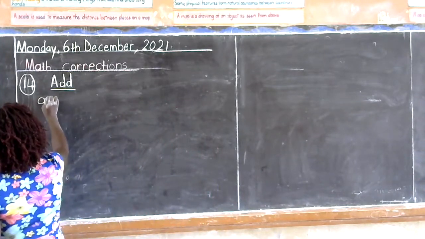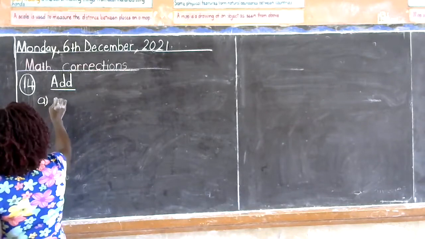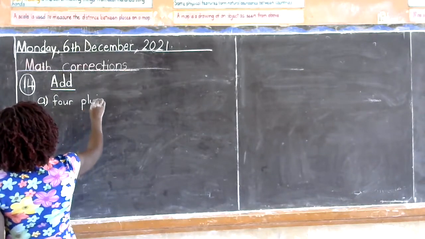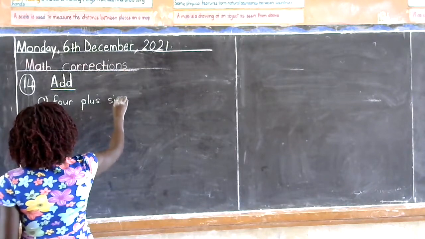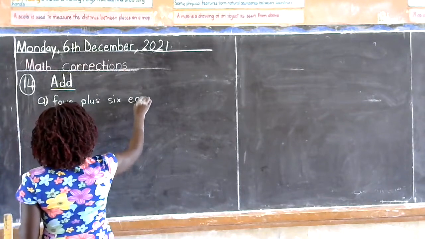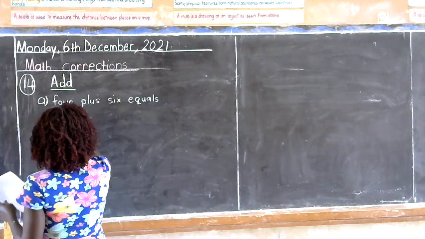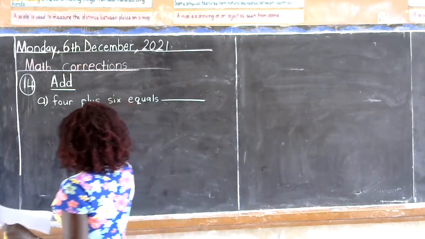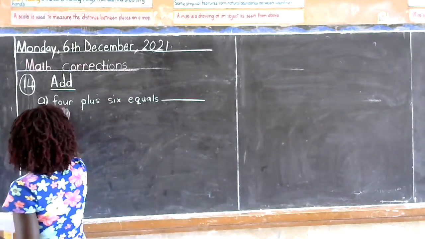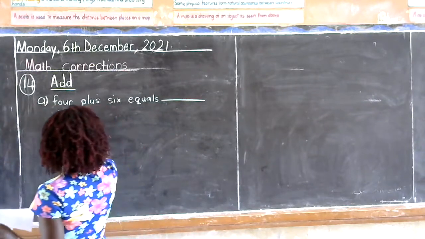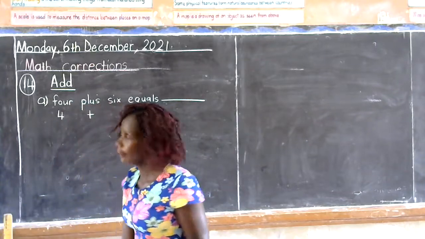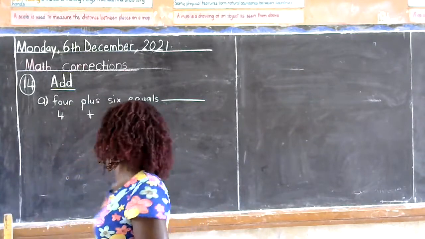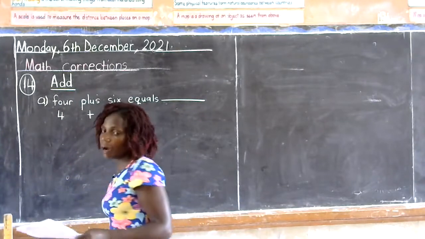Now we have letter A. Our letter A is saying 4 plus 6 equals. So how do you show the working? Where the word 4 is, we put number 4. Then this word plus, we put the plus sign. Then we have the word 6, we put number 6. Then this word equals. This is how we show the working.